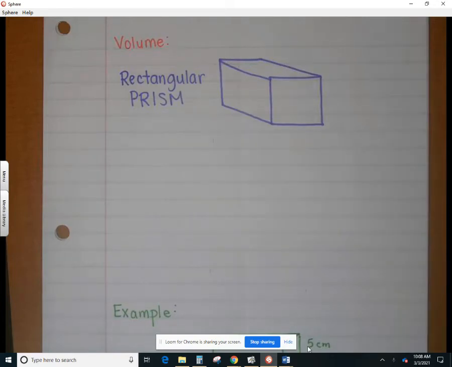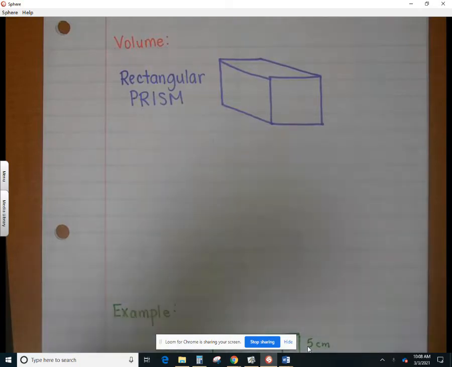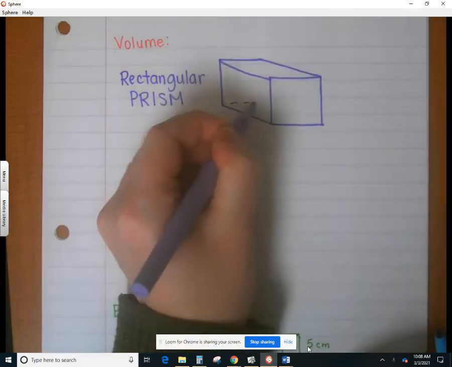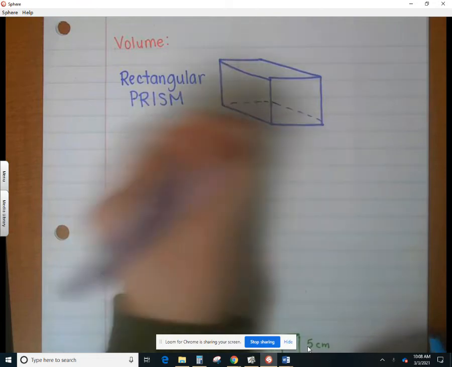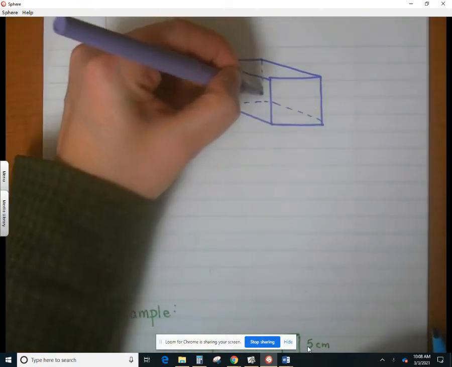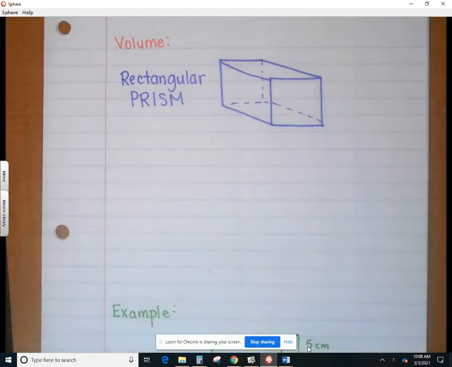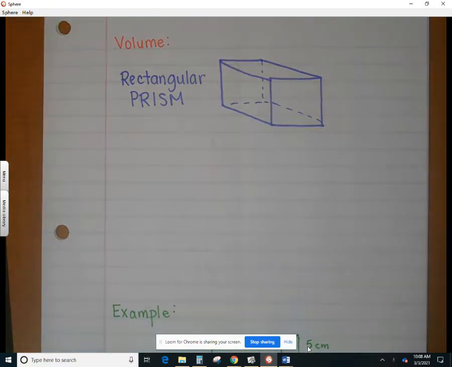So in this video, we're going to be talking about how to find the volume of a rectangular prism. There are other kinds of prisms, but this year in 6th grade, we're just focusing on a rectangular prism. You see rectangular prisms all the time in your everyday life because anything that's a box is a rectangular prism. So a rectangular prism is just something that has a base that's a rectangle.